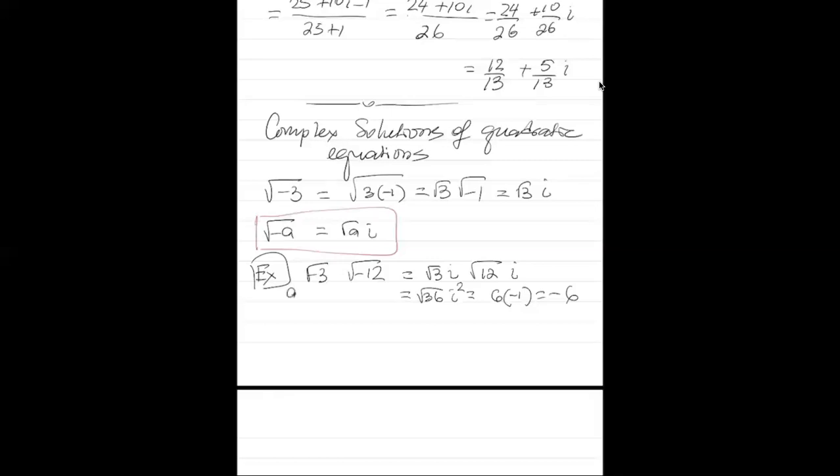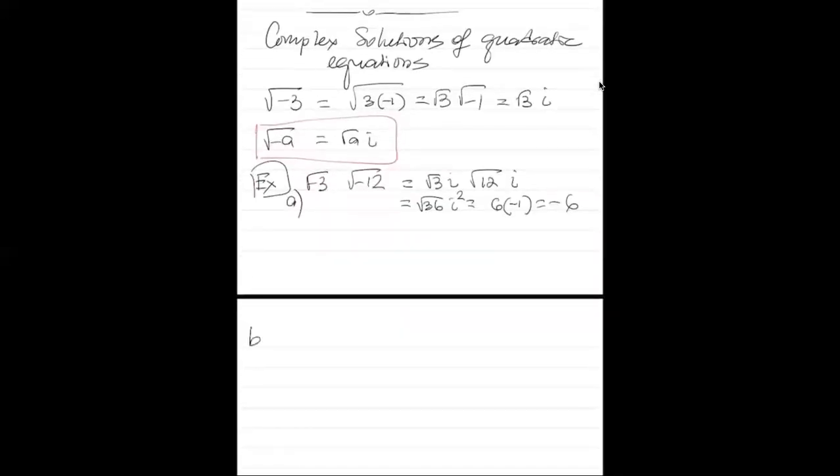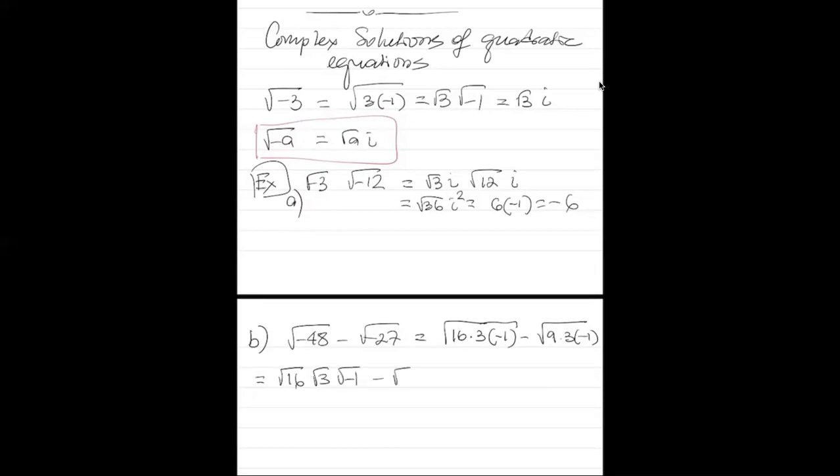So another example, let's call this A. Example B, I have the square root of negative 48 minus the square root of negative 27. These are not like terms, but we can simplify them. First, 48 is 16 times 3 times negative 1, minus 27 is 9 times 3 times negative 1. So that's equal to root 16, root 3, root negative 1, minus root 9, root 3, root negative 1.